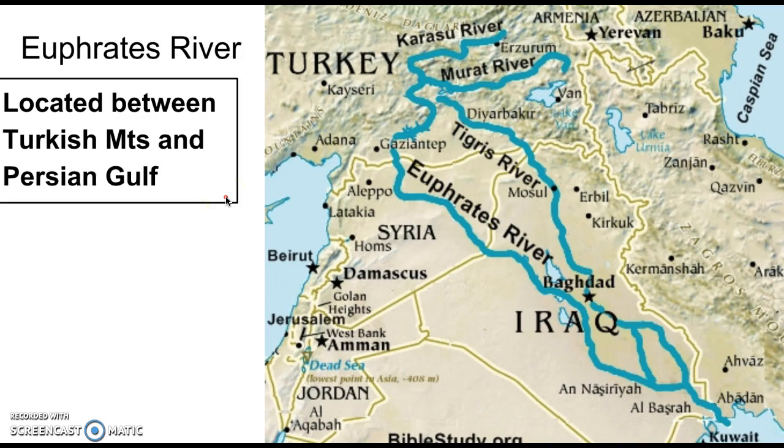So to end here today, just go ahead and write in where the Euphrates River is located: between the Turkish mountains and the Persian Gulf. It's actually the same description as the Tigris. And then that will be all for today. You guys are going to begin working on your group projects for the remainder of class. All right.